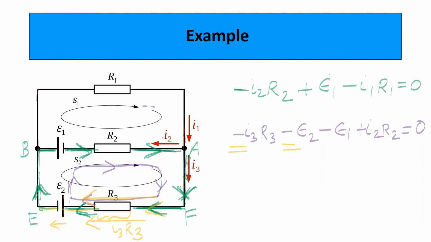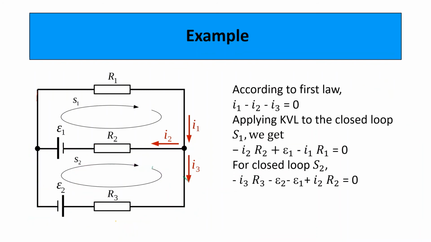And when it reaches this point P, you can say it is going from positive to negative. Positive to negative is negative, minus epsilon 1. And when it reaches here R2, the current I2 is in the opposite direction. Therefore, you must put plus I2 R2. According to first law, I1 minus I2 minus I3 is equal to 0.